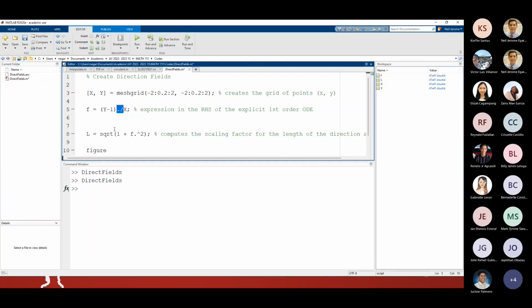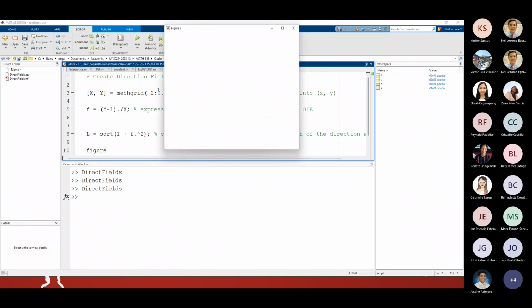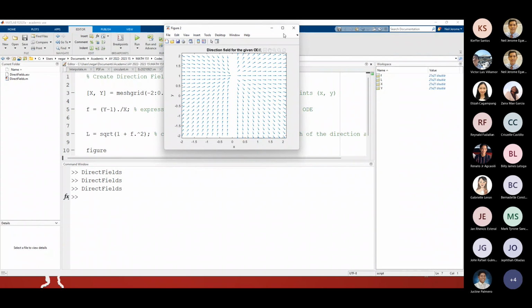Hindi siya mag-work lagi. And actually, hindi yun yung gusto ko. Kasi ang gusto natin gawin, yung magkaka-partner na elements, sila yung i-divide natin. So this is how you do term-by-term division in MATLAB. And then let's press run. Tapos ito yung direction field.